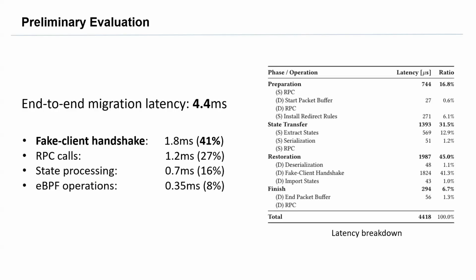Our preliminary evaluation shows that the end-to-end migration latency for an idle connection is about 4.4 milliseconds, of which the fake client handshake takes about 40%, and the eBPF operations take only about 8% of the total time. This breakdown shows that the operations on the kernel data path are not a bottleneck of the migration.